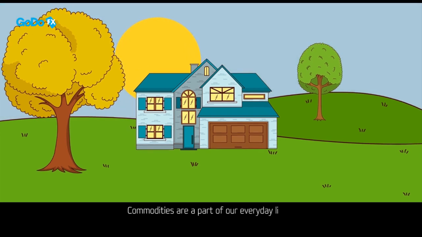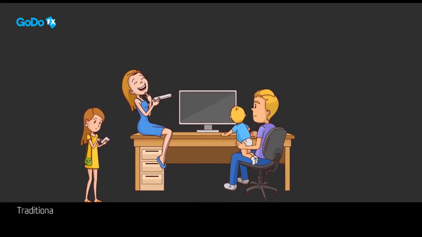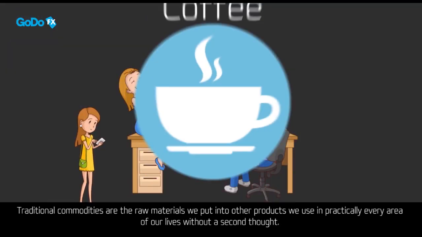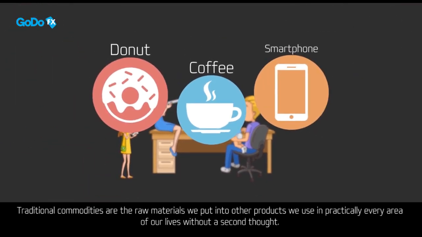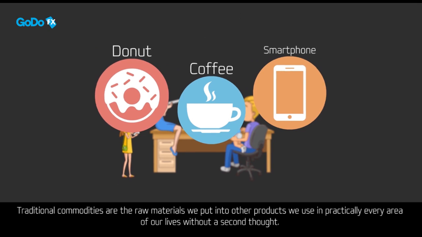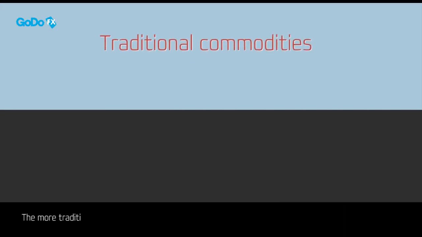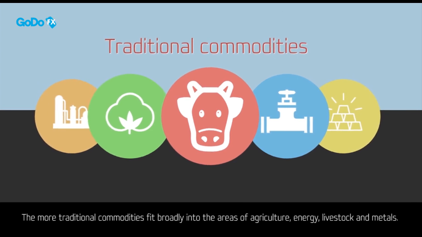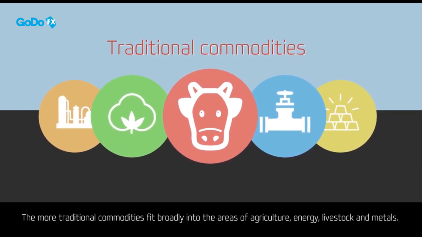Commodities are a part of our everyday lives. Traditional commodities are the raw materials we put into other products we use in practically every area of our lives without a second thought. The more traditional commodities fit broadly into the areas of agriculture, energy, livestock, and metals.